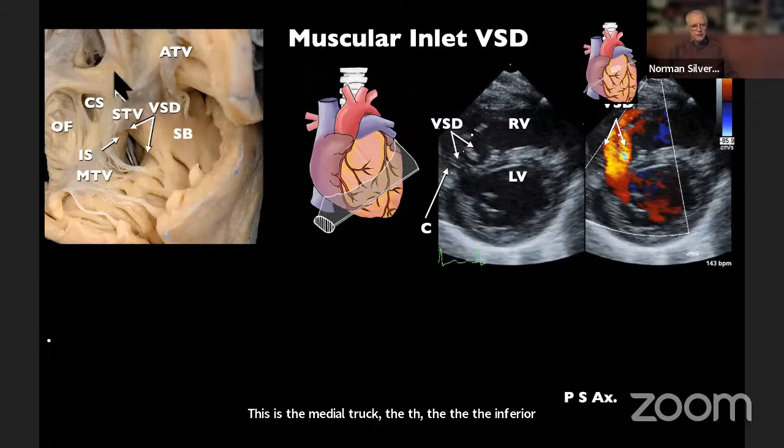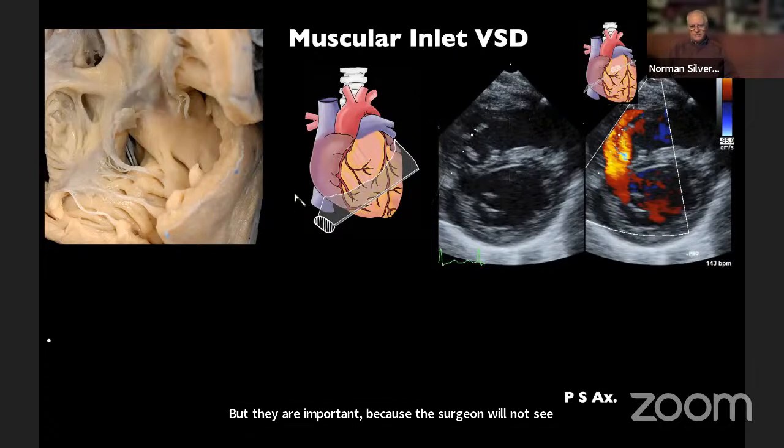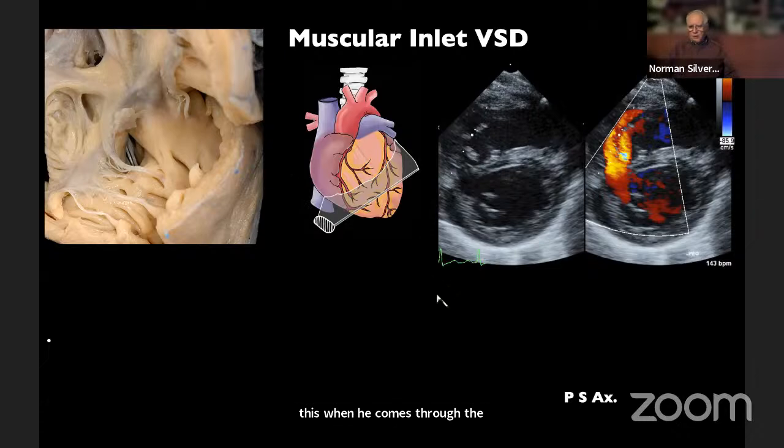And you can see I put a forceps through this ventricular septal defect to show you where this is going from the left ventricular outflow tract. And these defects are rare, but they are important because the surgeon will not see this when he comes through the tricuspid valve unless he does special maneuvers on the heart.